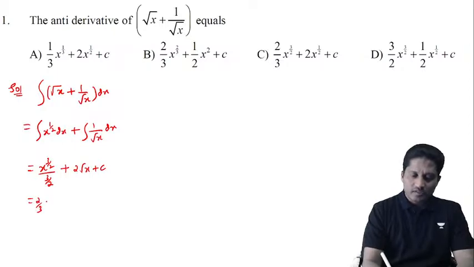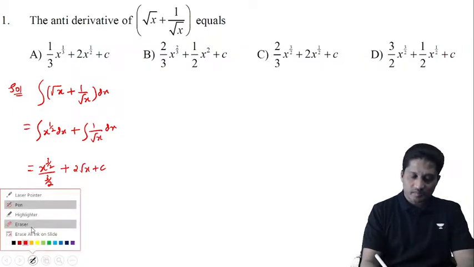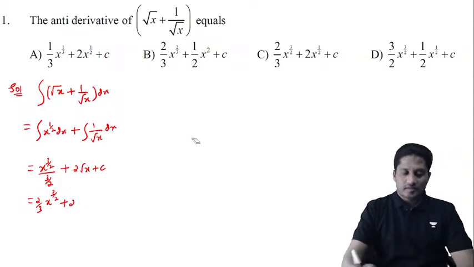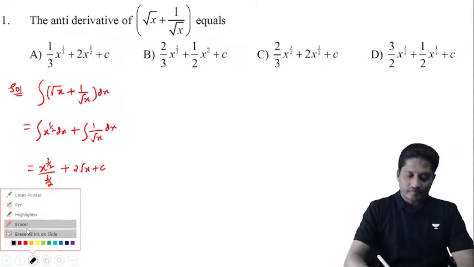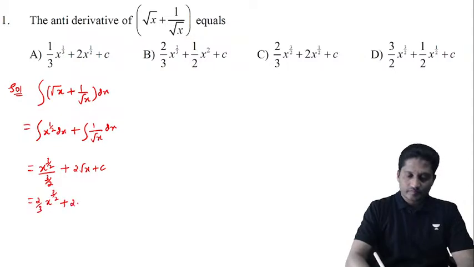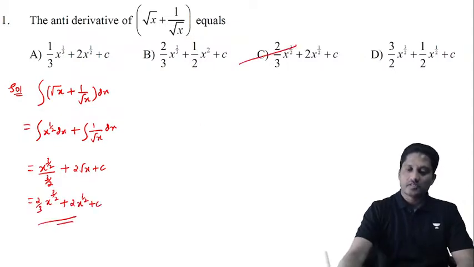This is 2 by 3 x to the power of 3 by 2 plus 2 root x. Root x is same as x power half, right? This is same as 2 into x to the power of half, and plus c. Answer is option C.